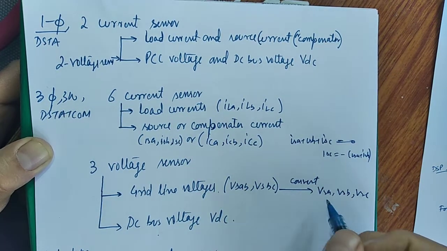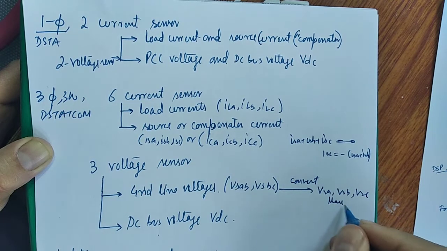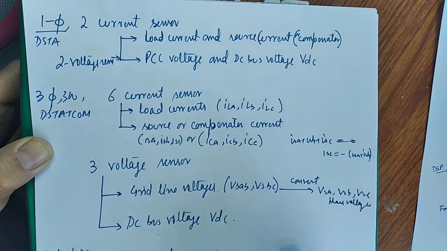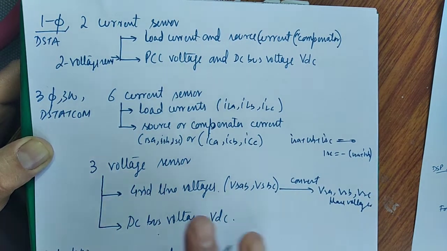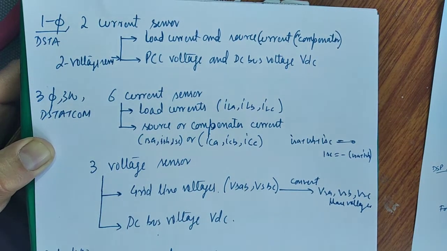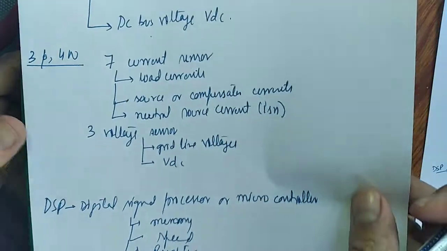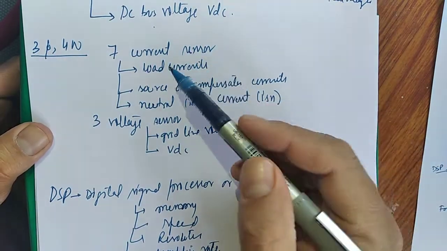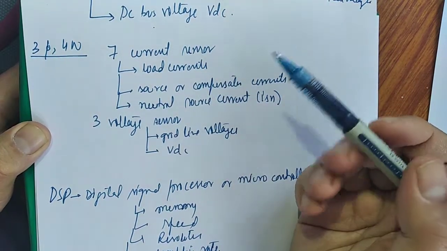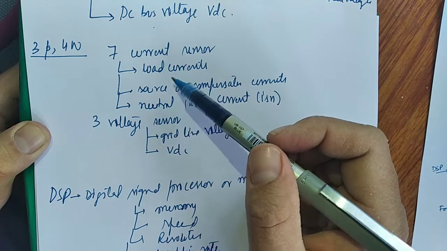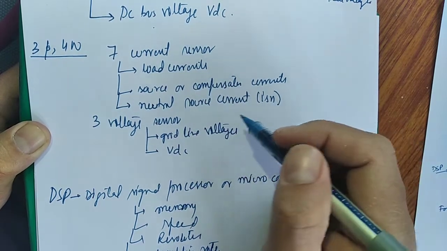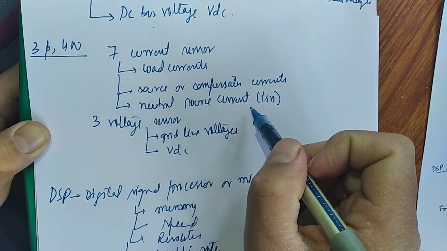We will convert into phase voltage. We need also DC voltage. This is 3 phase 3 wire. For 3 phase 4 wire, we need 7 current sensors or 6 current sensors. In addition to load current or source or compensator currents, we need a neutral current sensor.